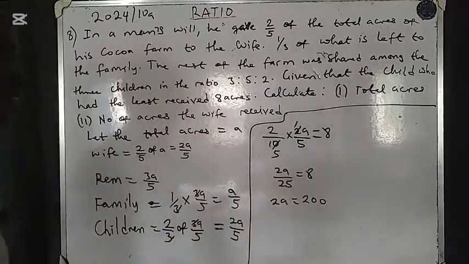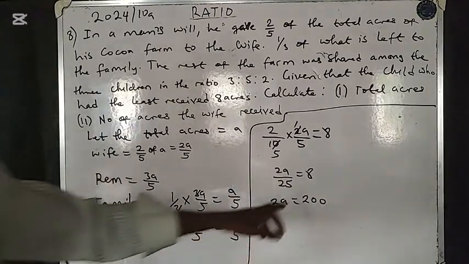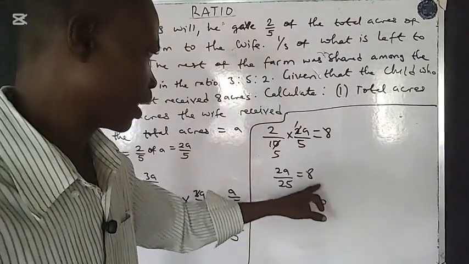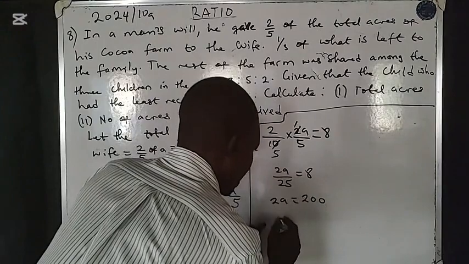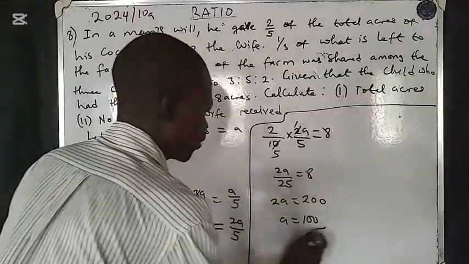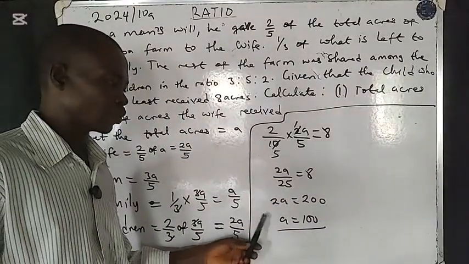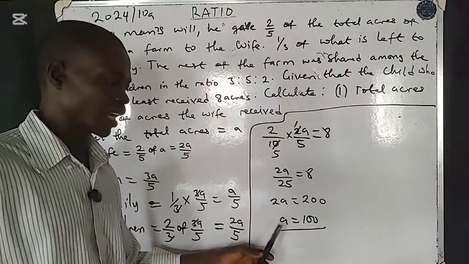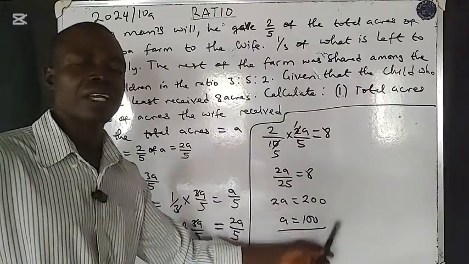Am I right? 8 times 5, that's 40. 8 times 2, 16, 200. So divide both sides by 2. You have A equals to 100. Total acres of the farm. So we write our statement. Statement is very, very important. Therefore, total acres demand let was 100 acres.